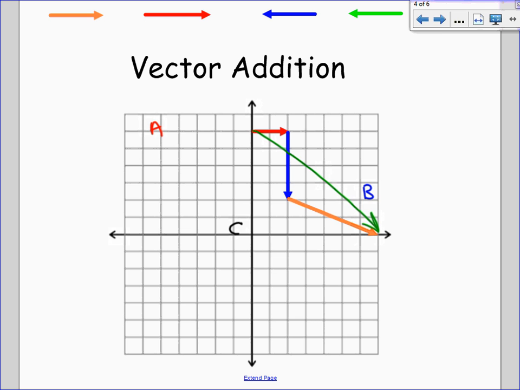And notice the direction. It would go down. We know it's going to go down because if we look at our vectors, it makes sense that we've got vectors in blue that are going down and a vector in orange that's going down and to the right.